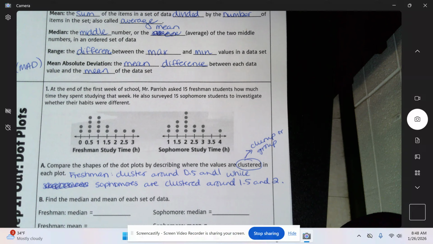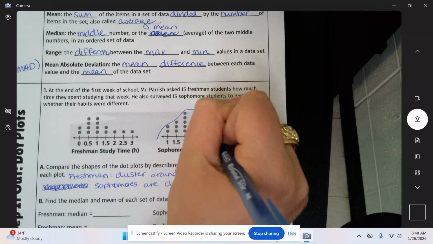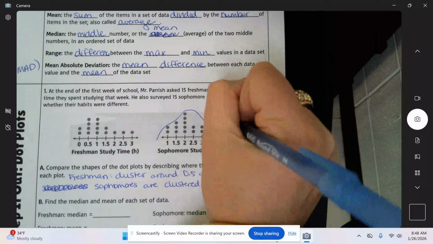Did y'all talk about skewedness last year? Yes. Looking to see if the graph was symmetrical or if it was skewed. You did, you just may not remember it. Symmetrical, what does symmetrical mean? Is something symmetrical? If I fold it in half, it should line up on each other. It should mirror each other, right? If you look here at the sophomores, it kind of mirrors itself. It goes up and then it goes down. Where the hill is in the middle, this would be symmetrical.